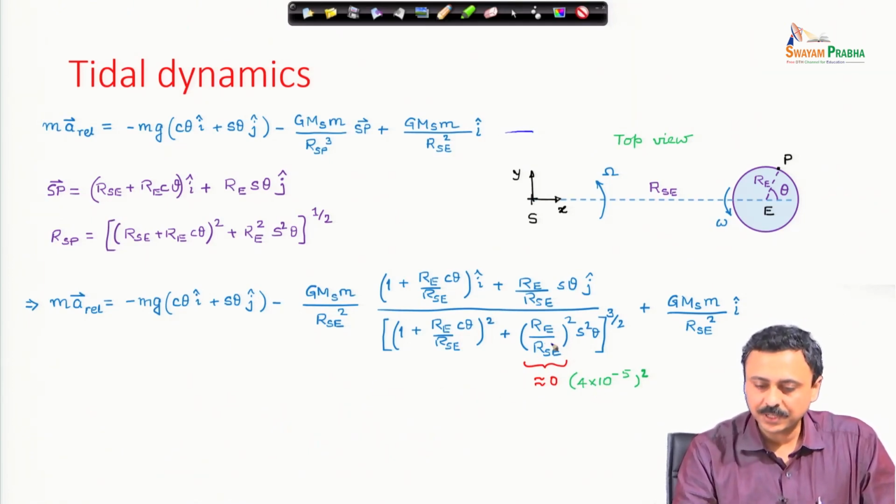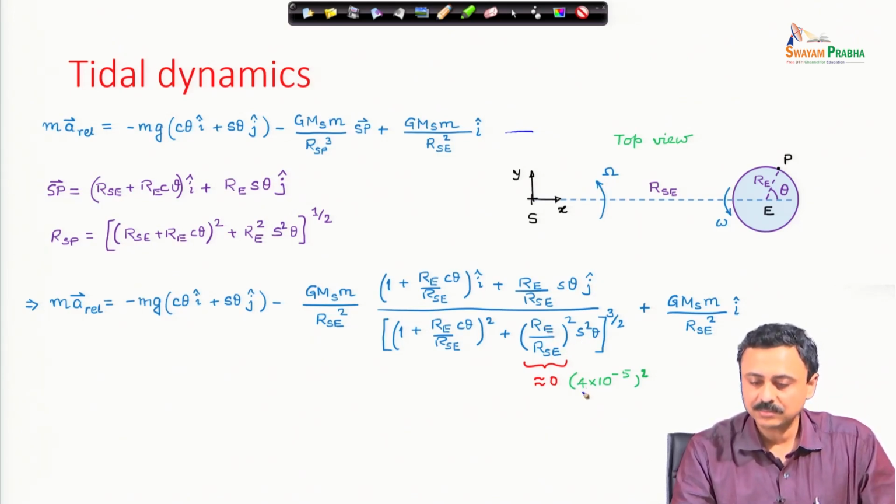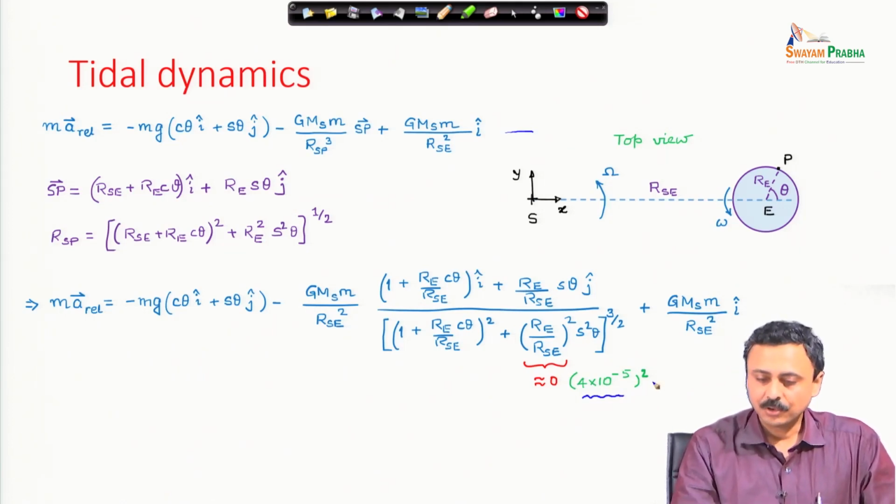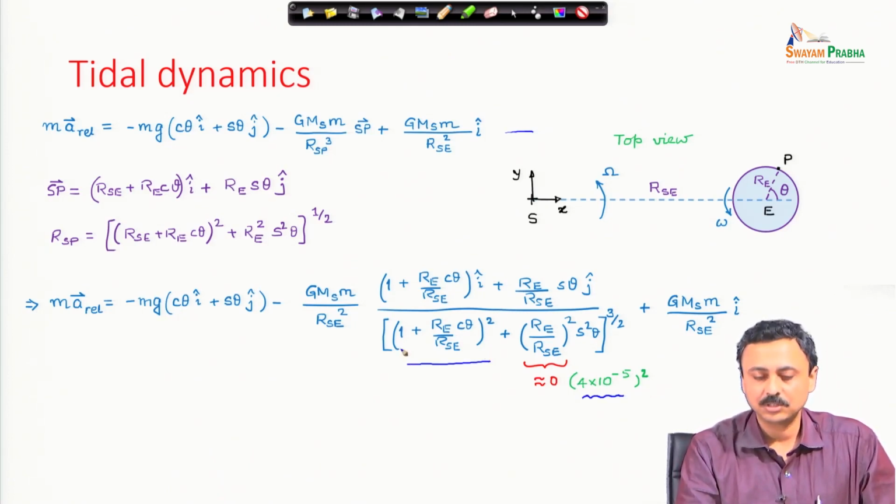Now, you will observe here we have radius of the earth divided by the sun earth distance, whole square. Now, if you calculate, I had given you these values, radius of the earth divided by sun earth distance turns out to be 4 into 10 to the power minus 5, and square of that will be something like 10 to the power minus 10 or 10 to the power minus 9, which is very small. We will neglect it in comparison to this term, because this already has a 1.